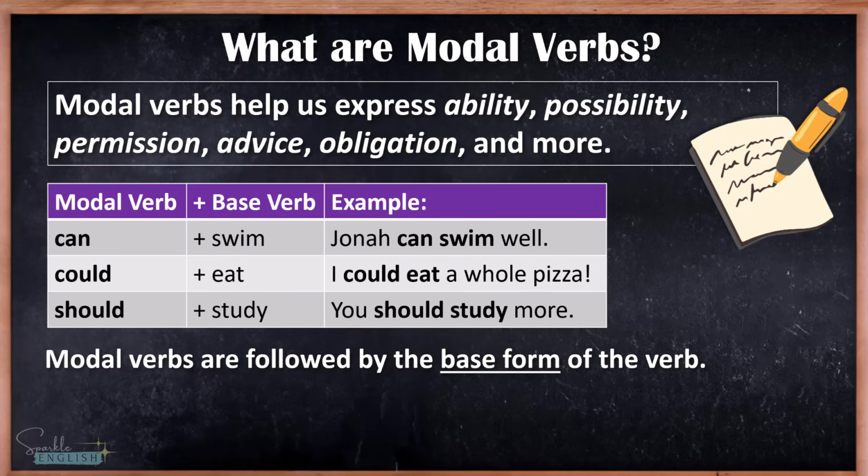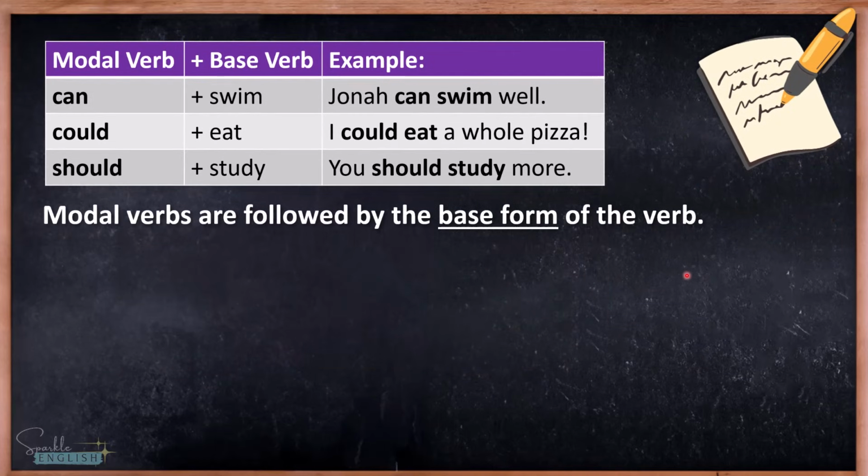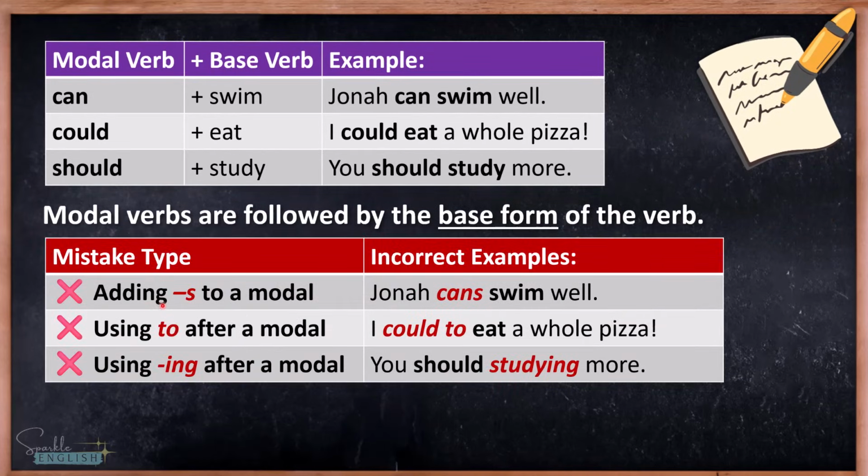A common mistake when people are using modal verbs is that they sometimes will add an S to a modal. For example, Jonah can swim well. Because Jonah is a he, usually we add S to a verb. He plays, he swims, but with modal verbs, we do not add an S. The modal verb stays the same regardless of the pronoun or the subject before it. Jonah can swim well.